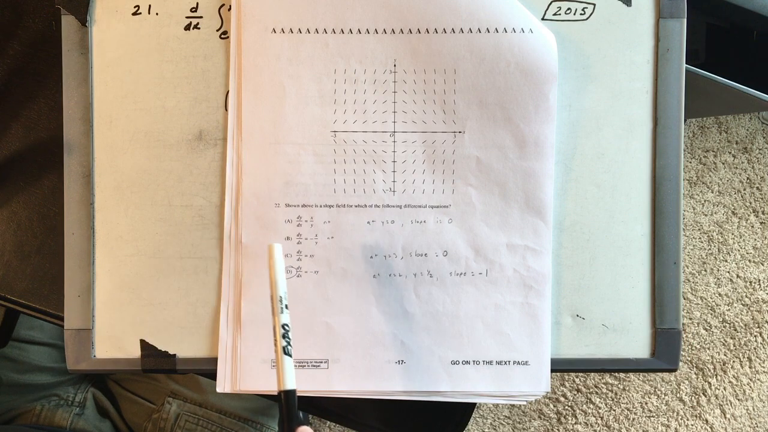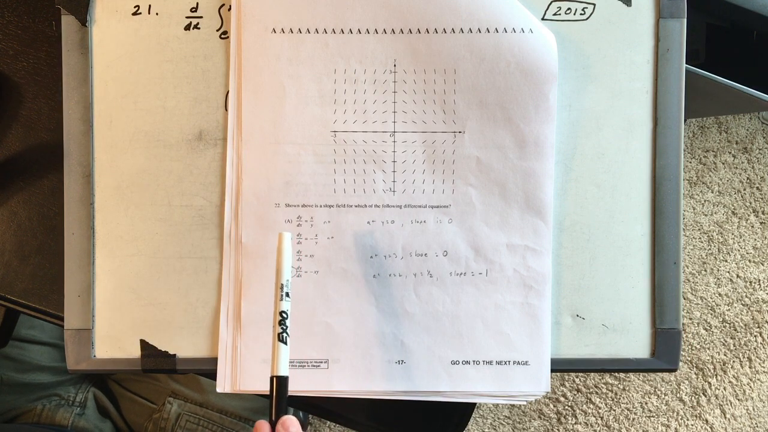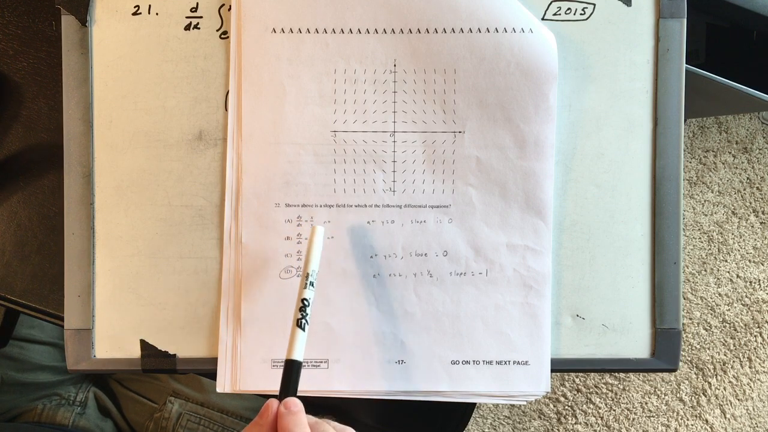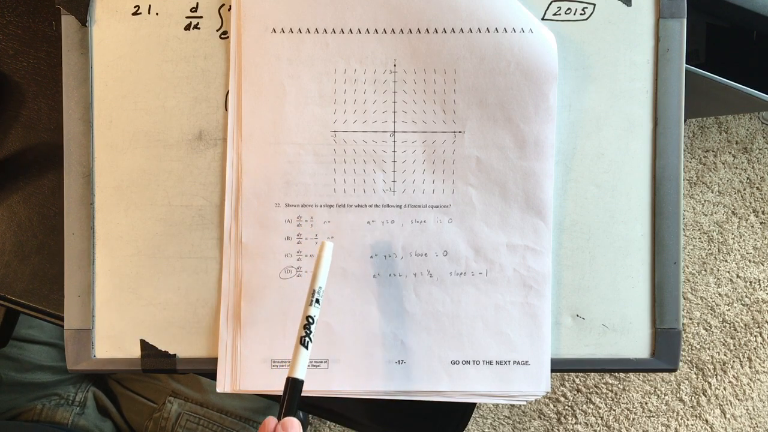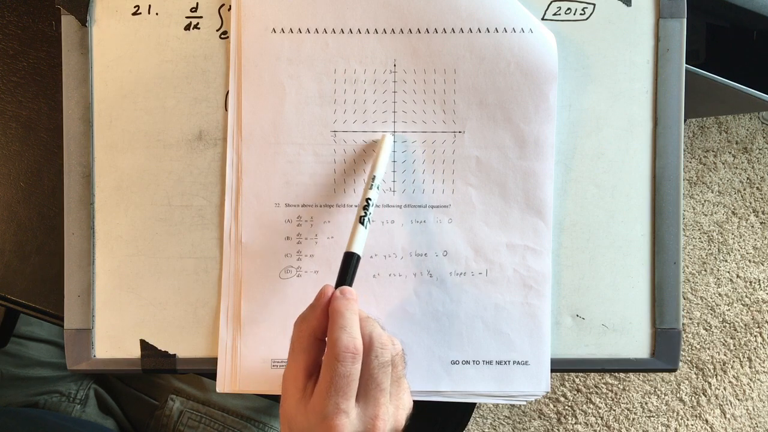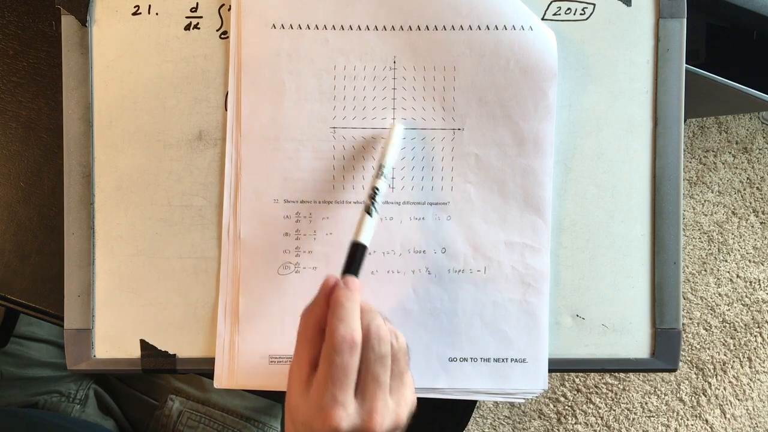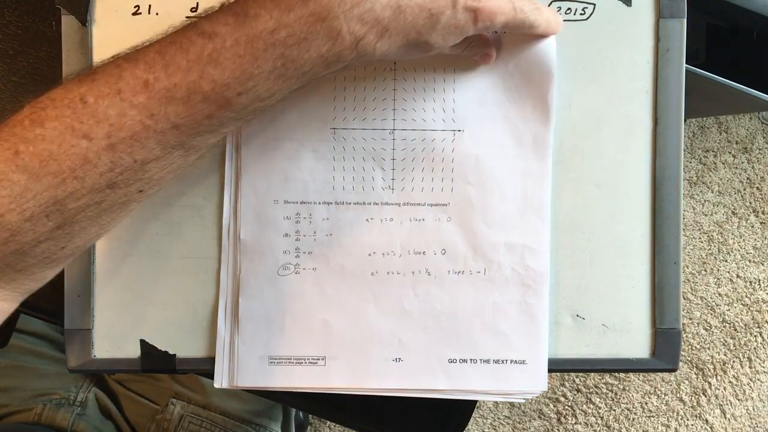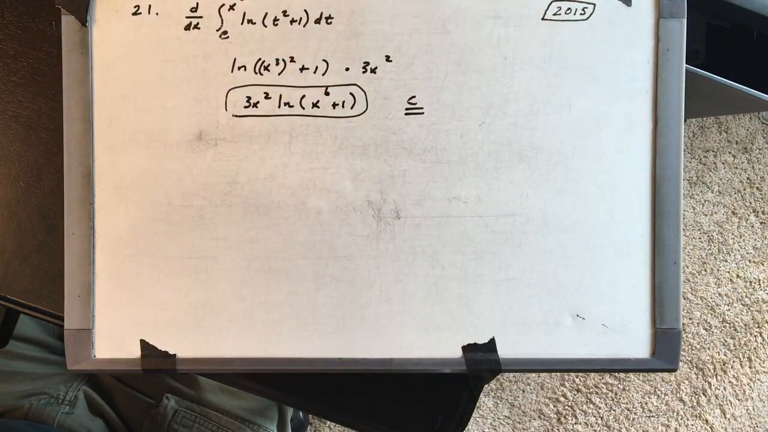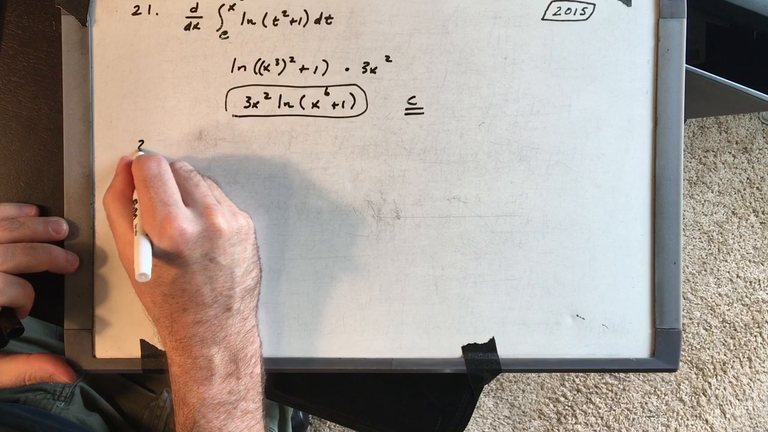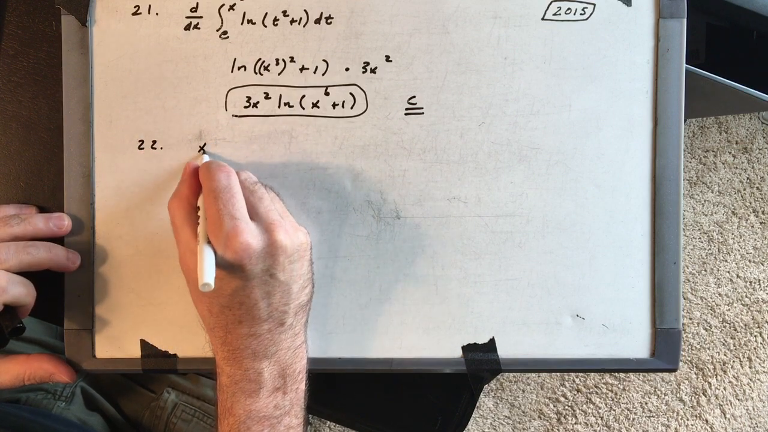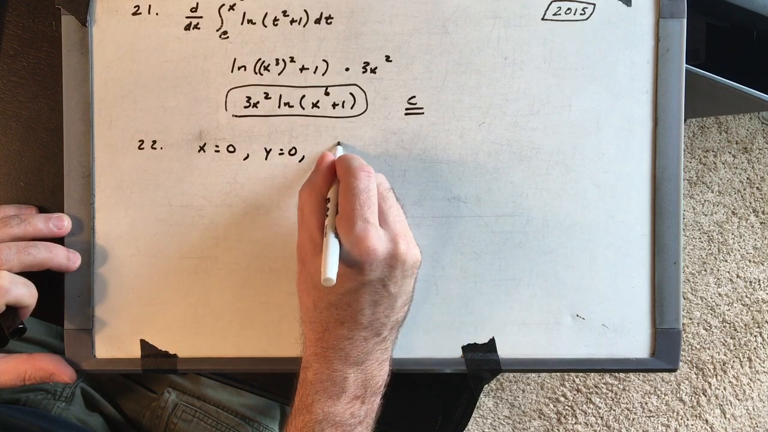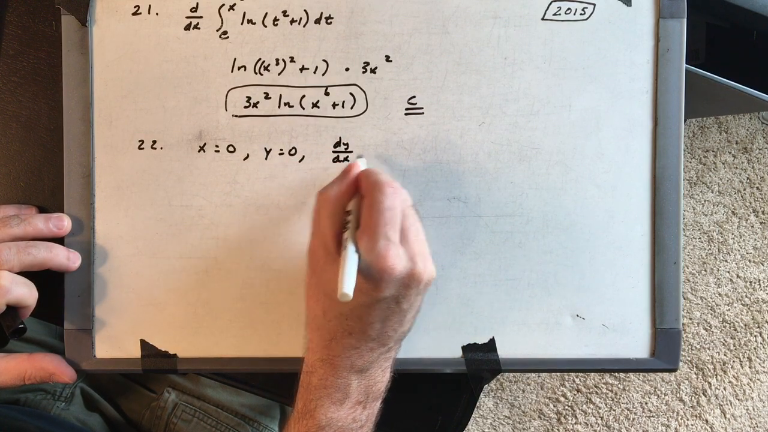And this is kind of a trial and error process. But what you want to do is see it says dy dx is equal to an equation. Can you see that when x is 0 and y is 0, the slope is 0? Okay, so let's go ahead and write that down. When x is equal to 0 and y is equal to 0, we know that dy dx is equal to 0.